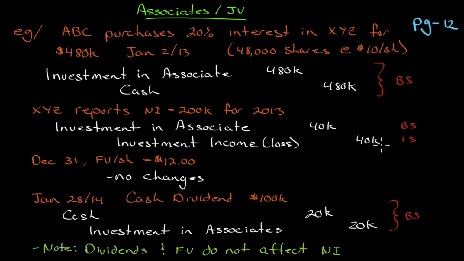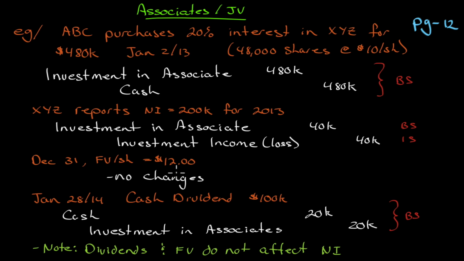The only thing that went on the income statement was our proportionate share of the associate's income. Any dividends don't even touch the income statement. Any changes in fair value don't touch the income statement. So when we have an investment in an associate and we're carrying it at 500, the fair value, as we see up here, is significantly higher.